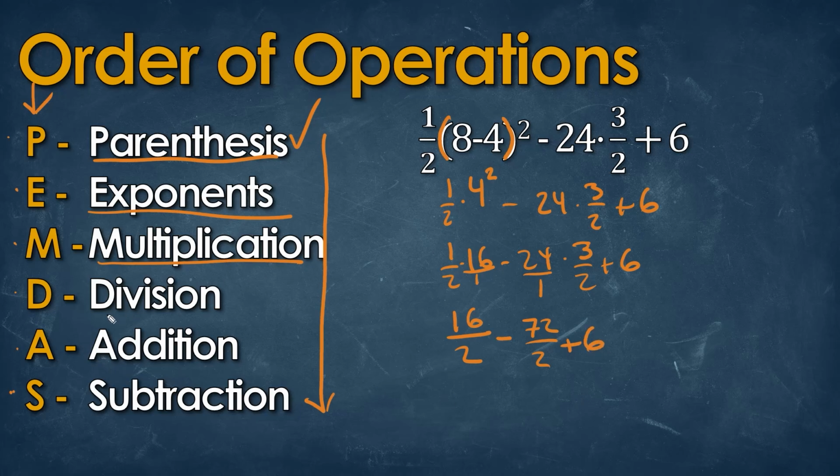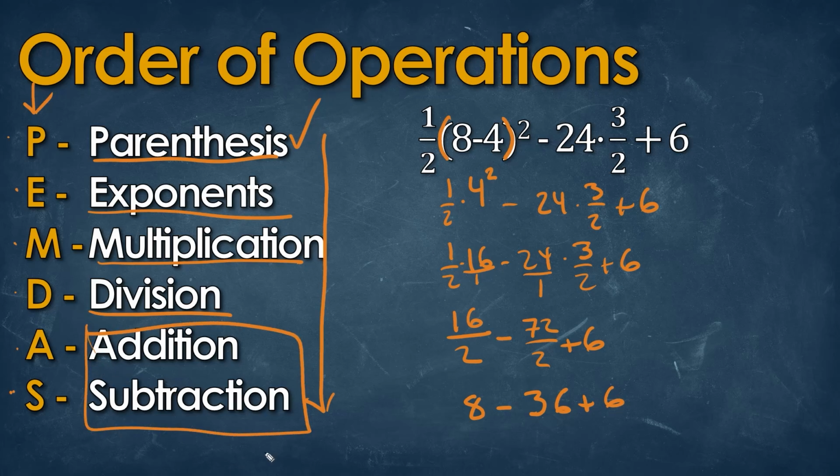Now that we've done multiplication, we'll move on to division. 16 over 2 is going to give us 8, minus 72 over 2, well, that's going to give us 36, and then we'll have 6. So next we're going to do addition, but we can do addition and subtraction at the same time, because what we really want to do is we always want to go from left to right. So if we go from left to right, we're going from 8 minus 36, which is going to give us an answer of negative 28, plus 6. That's going to give us an answer of negative 22, and that will be our final answer.